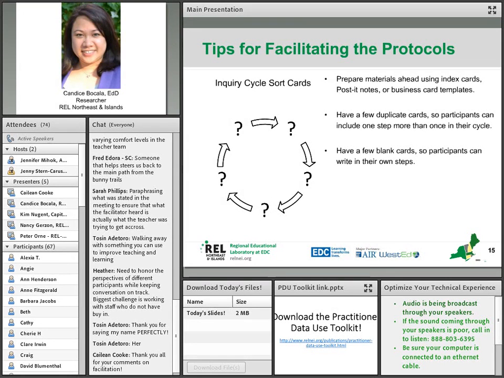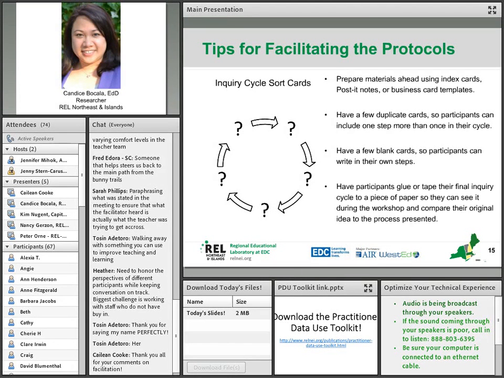So we have them write in their own vocabulary. Let's say they call their team meetings PLCs instead of data teams. So we want them to use the vocabulary that's familiar to them. PLC stands for Professional Learning Community, which is a common term that's being used these days. And then what we'll do is have the participants tape or glue their inquiry cycle to a piece of paper so that they can see it throughout the workshop.